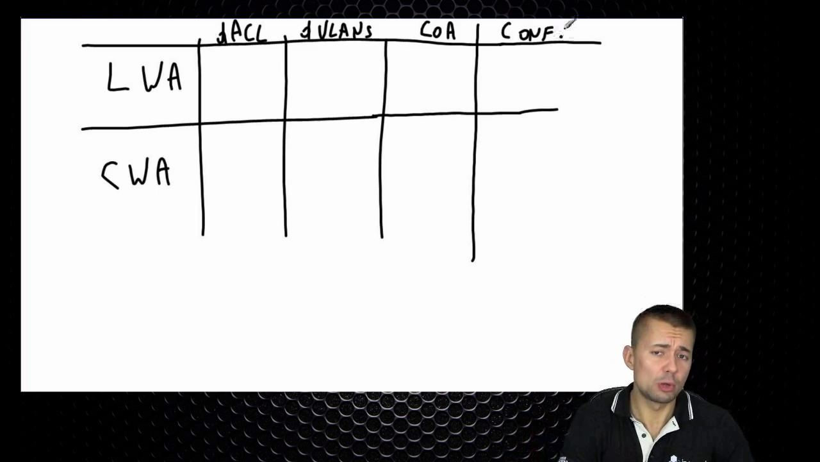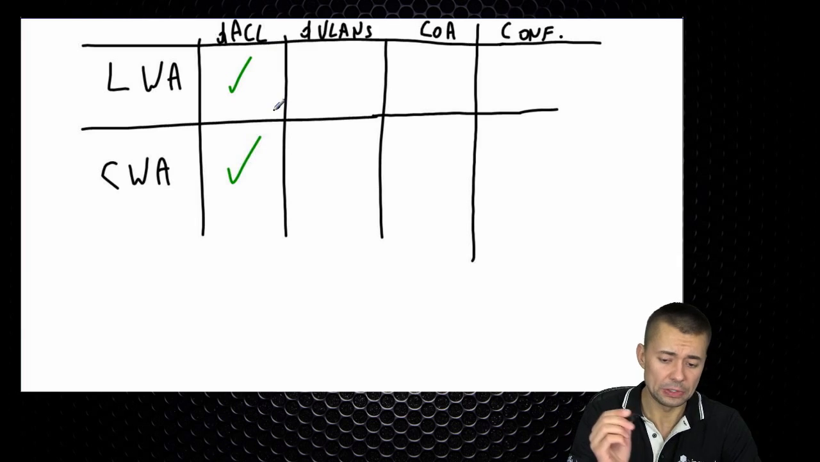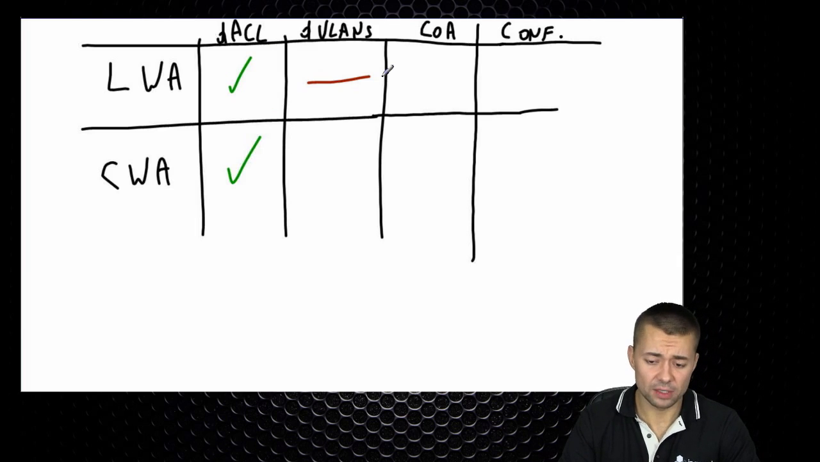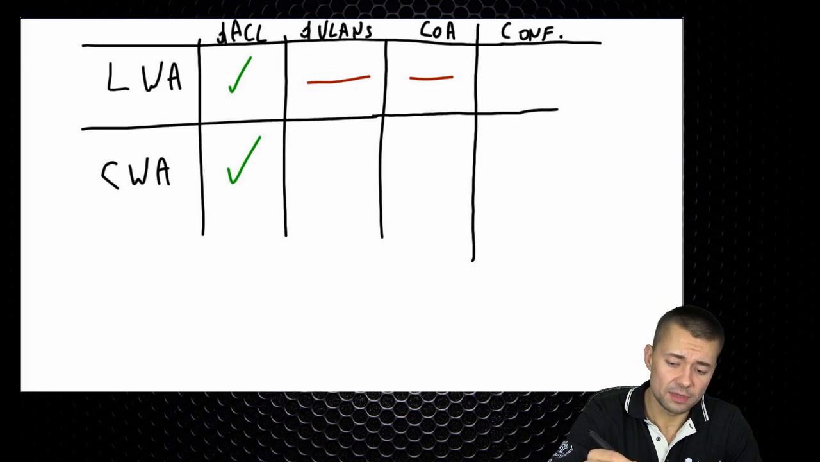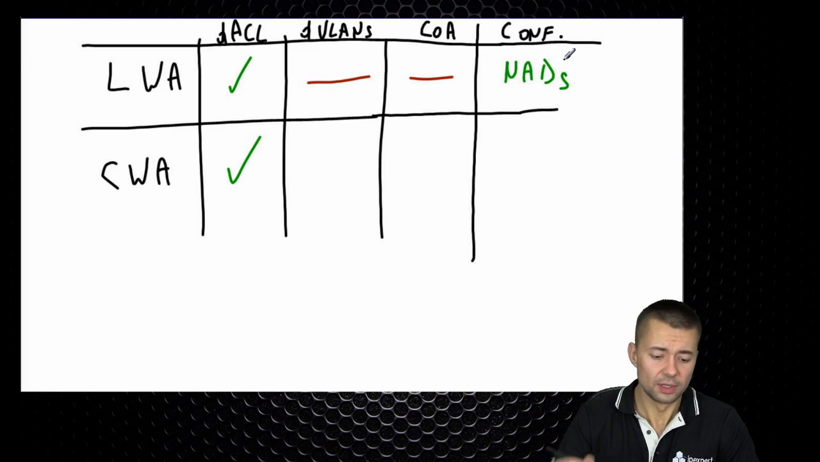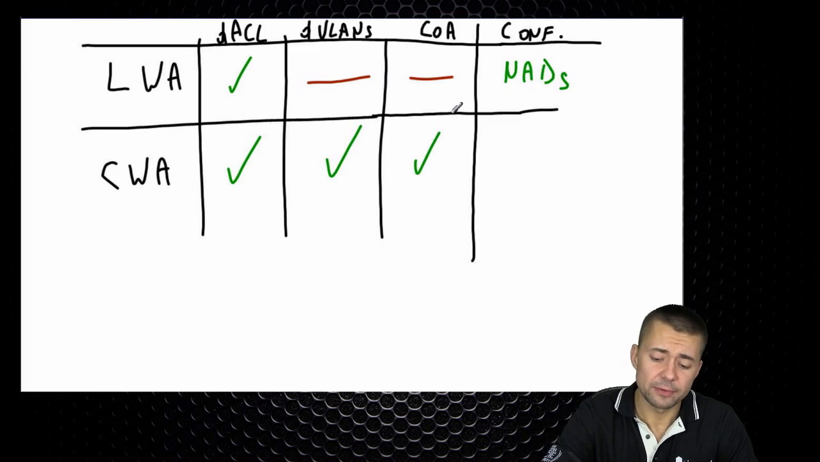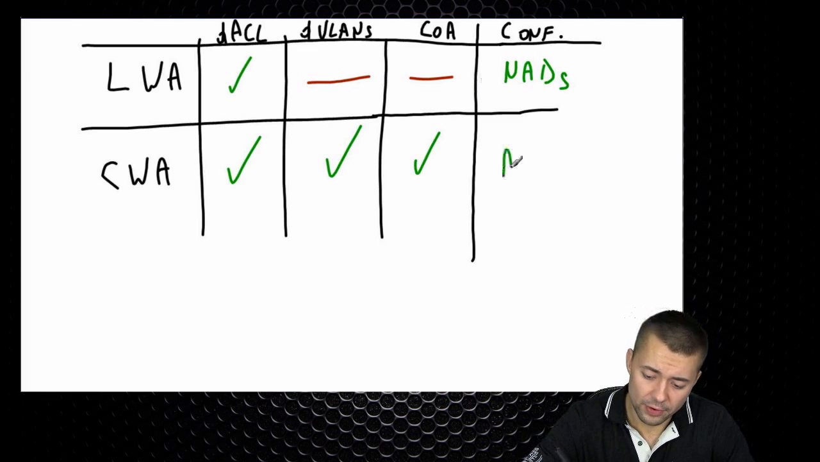With local web authentication, we can definitely use the downloadable access list, same as with central, but we cannot assign any VLANs with this method. It doesn't support change of authorization, and most of the configuration is going to be done on the network access devices. Versus with central web authentication, the recommended solution, we can also download ACLs or assign VLANs. We can perform change of authorization, and most of the configuration is going to be done on our AAA server.